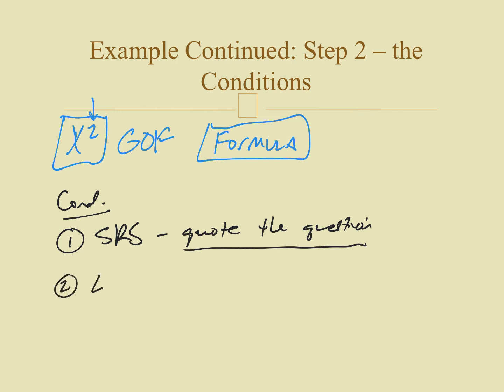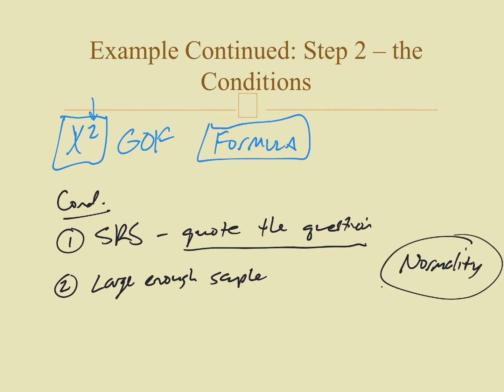Now, the second condition is the same as in the proportion unit, which is large enough sample. It is not normality in this unit. We'll get into that more later when we talk about what the chi-square curve looks like, but we do not want to mention the word normal in the chi-square unit. Just a heads up. Large enough sample in this problem means: can we verify that all of the expected counts are greater than or equal to 5?